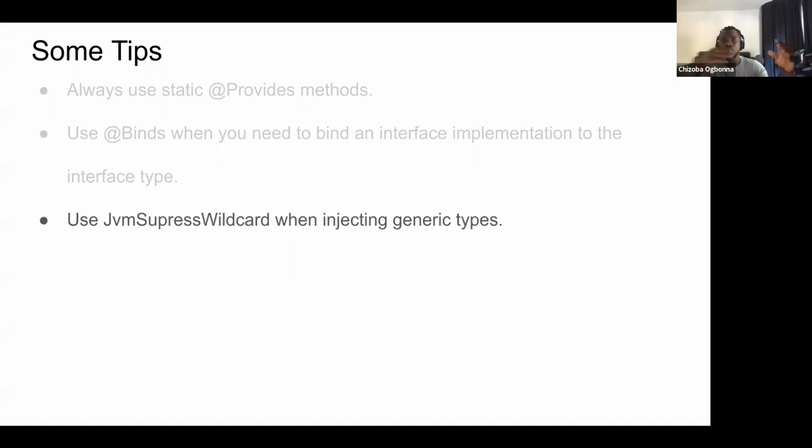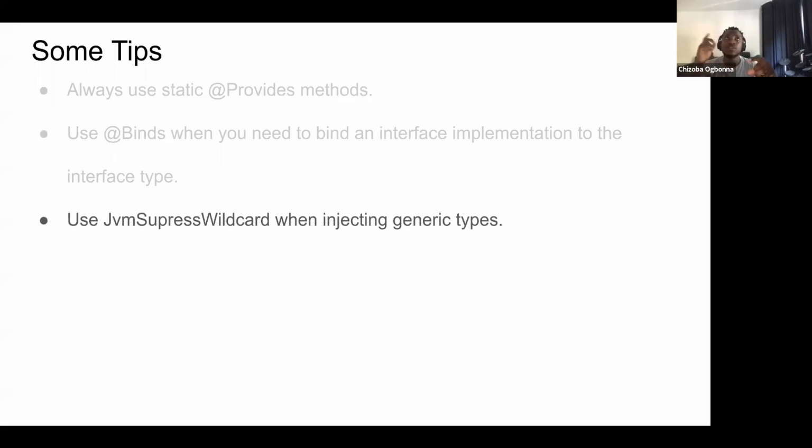But also one key thing is to use @JvmSuppressWildcards when you're injecting generic types. At the base level, we might not really come across a case where this is important. But when I start to do Dagger multibindings, where you are injecting probably a map of something or a set of something, this can actually come and bite you in the foot.